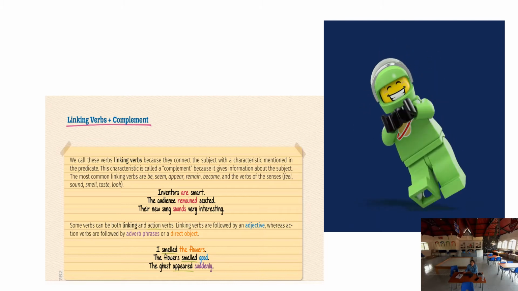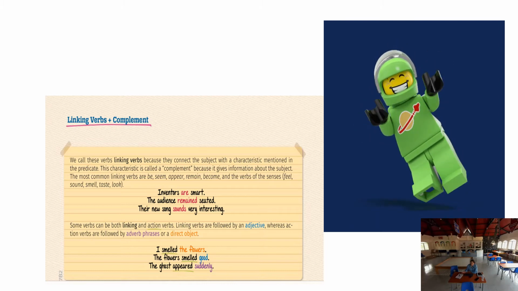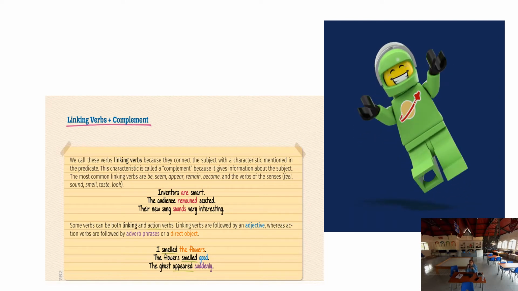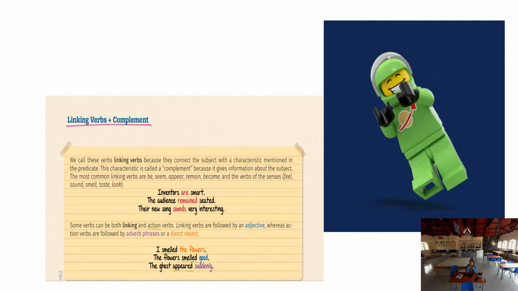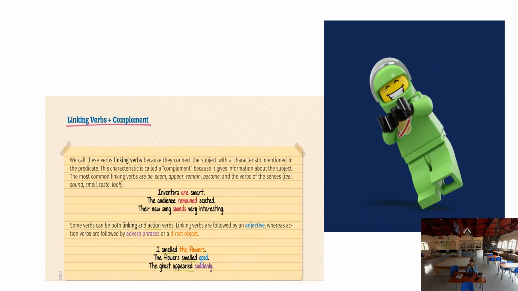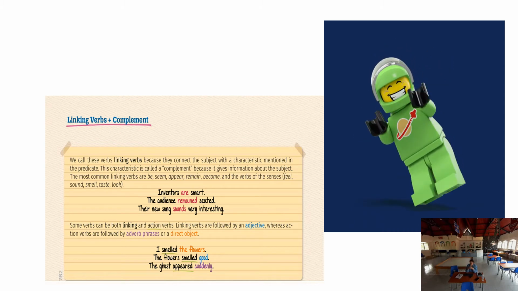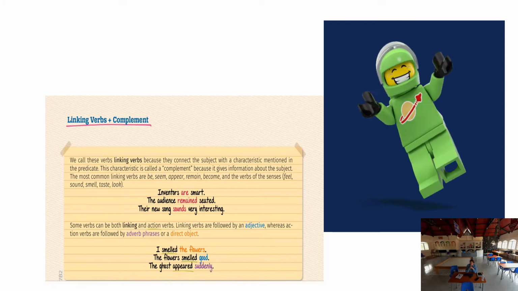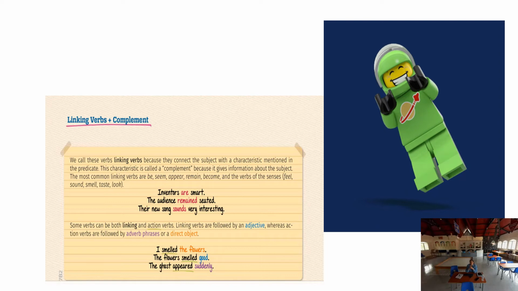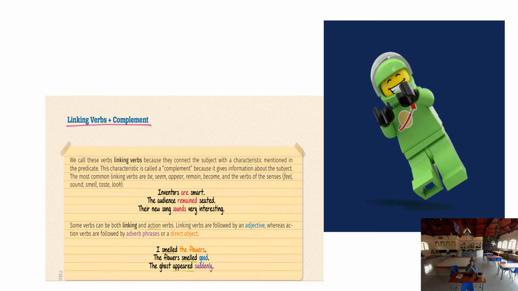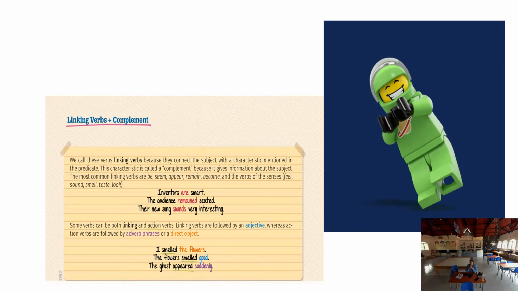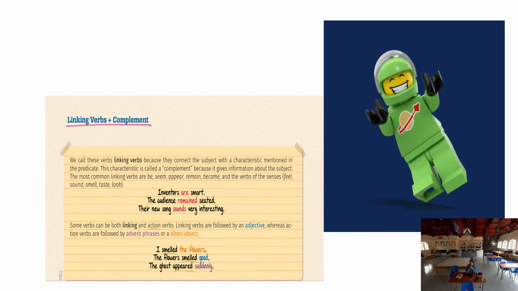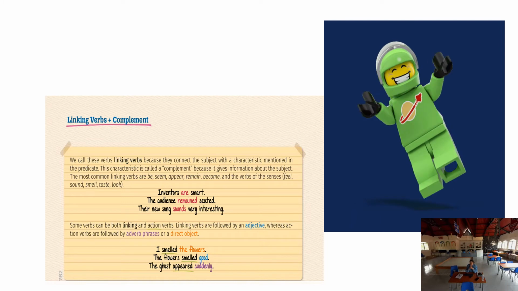And the verbs of the senses: feel, sound, smell, taste, and look. Those are the most common linking verbs. So look at the examples. Inventors are smart. So are is the linking verb because it's the verb to be.